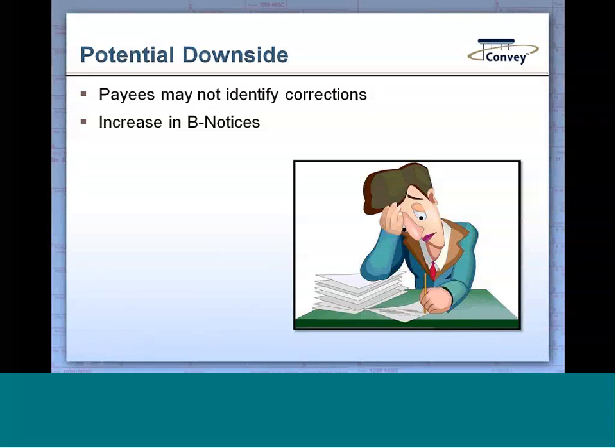This process creates an opportunity for errors to go undetected, resulting in incorrect information being reported that will result in B notices. Ultimately, your company will need to determine which process best fits your tax information reporting and data security requirements.